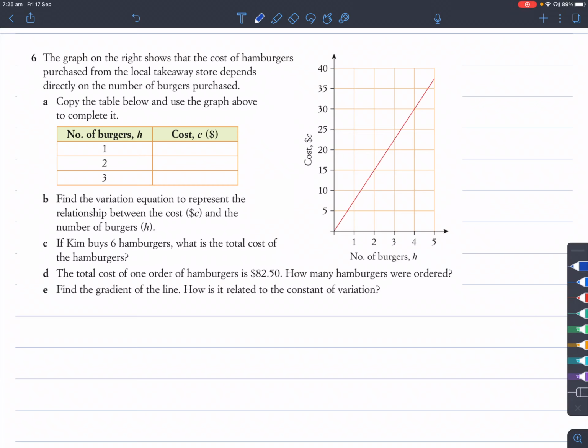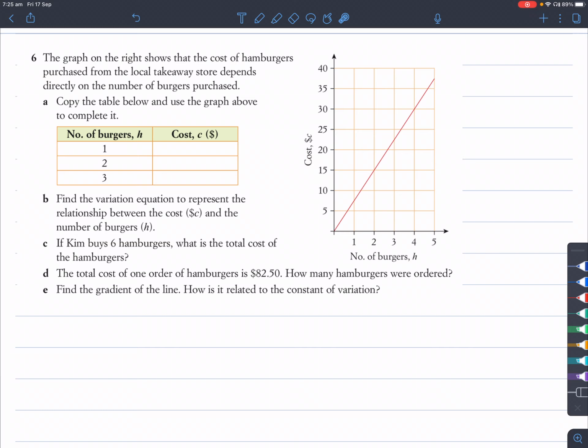In today's lesson, we continue our knowledge of direct variation or proportion. In question 6, the graph on the right shows the cost of the hamburgers purchased from the local takeaway store depends directly on the number of burgers purchased. Let's copy the table below and use the graph above to complete it.